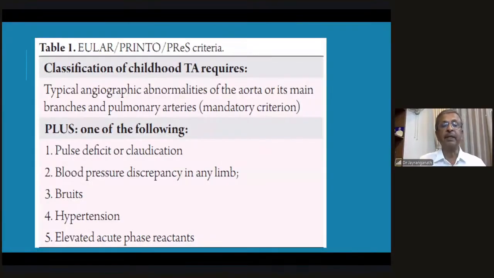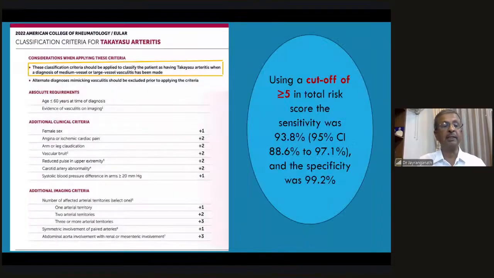So classification of Takayasu requires typical angiographic abnormalities of the aorta. This is the standard EULAR criteria which is formulated. Abnormalities of the aorta and its main branches are a mandatory criterion. Of course, it has to be there. It does not say any particular arteries. It says, please remember, abnormalities of the aorta and its main branches, plus one of the following: pulse deficit, BP discrepancy, bruit, hypertension, elevated acute phase reactant. So you do find any of these clinical things.